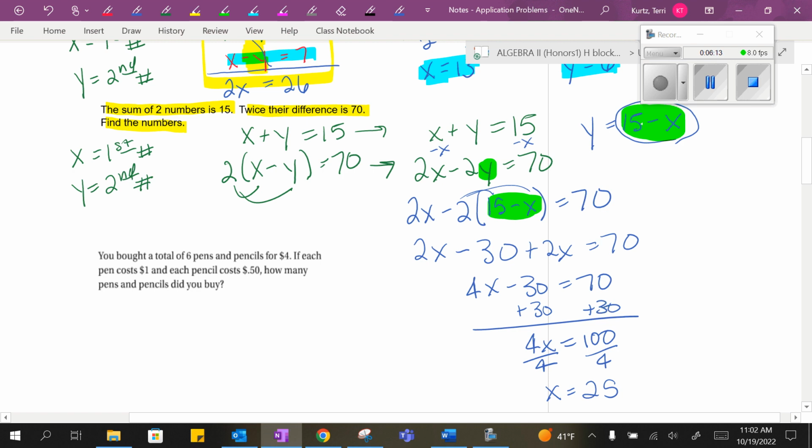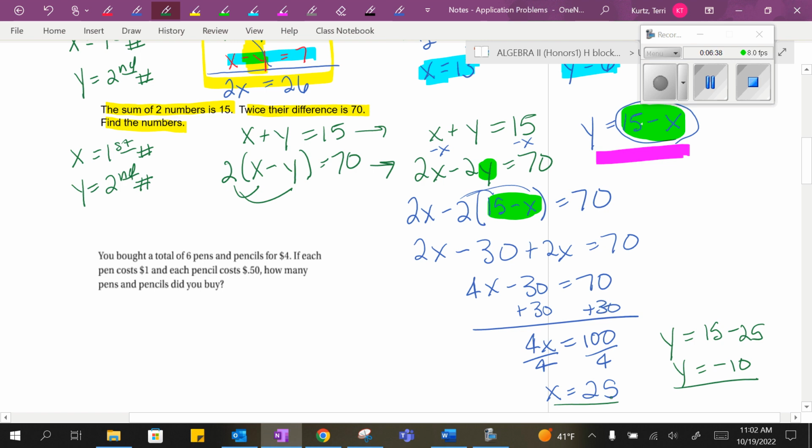So if I get x equals 25, then when I plug that in to solve for y, well, actually, I can go right up to my equation here where I see I have y equals 15 minus x. I say y equals 15 minus 25. So I get y equals negative 10. So a little bit different, but let's make sure that it makes sense.